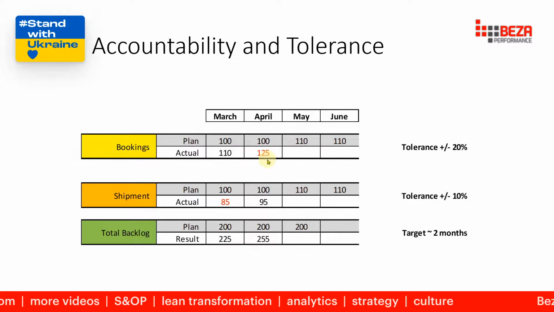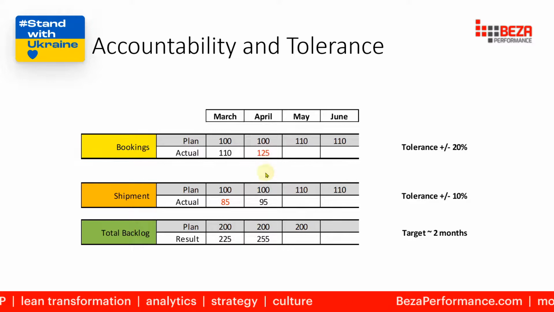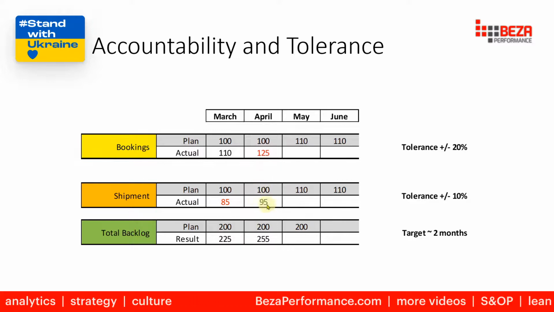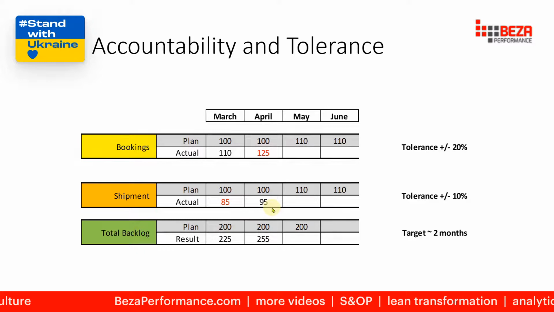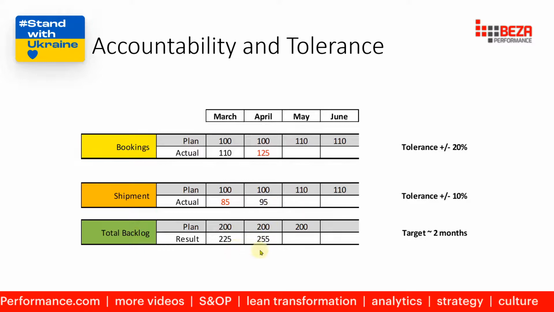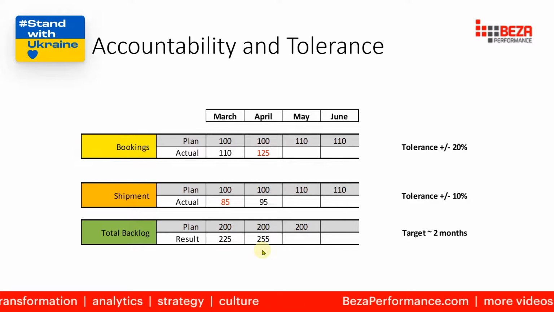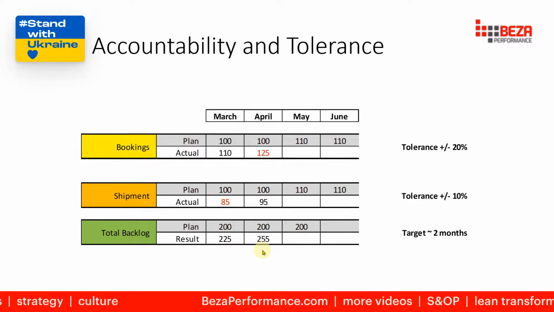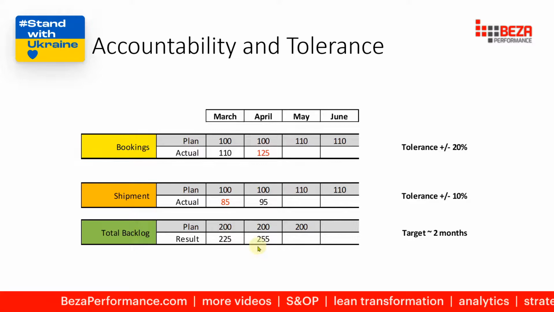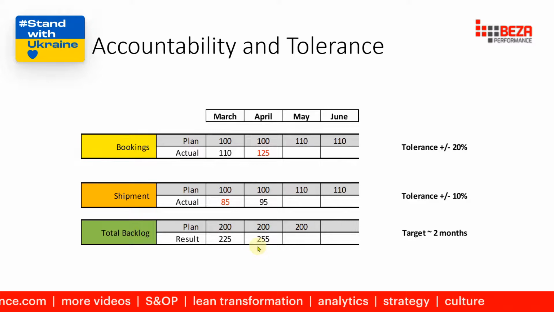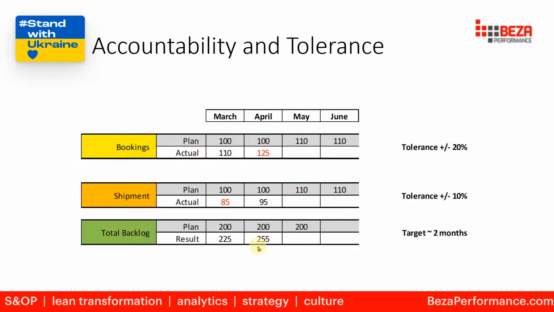And so we would expect to have an answer on that. And you can see what the result of this is. Even though my shipments are within tolerance, you can see what's happening. I'm building some backlog. And if I think about the result of building that backlog, that would potentially translate into extended lead times.